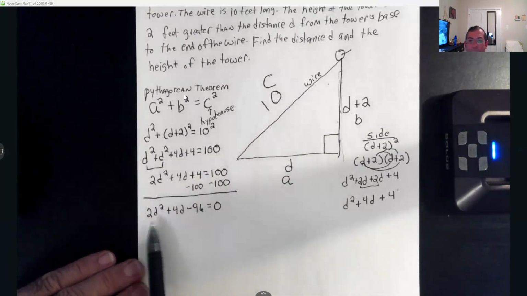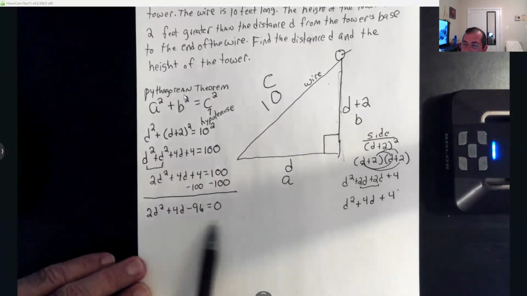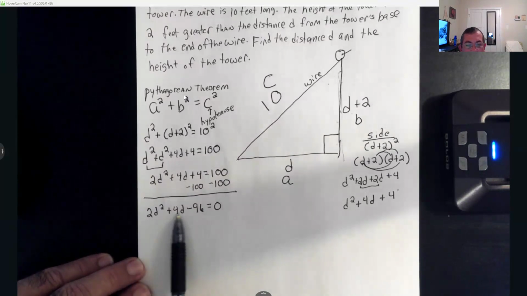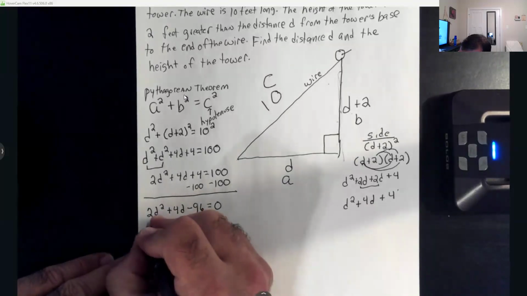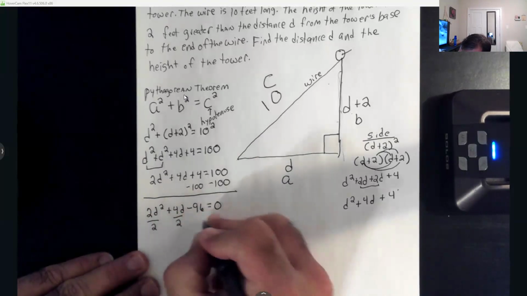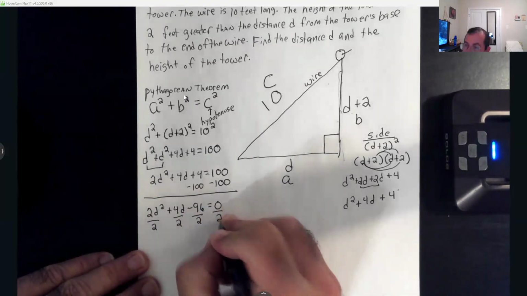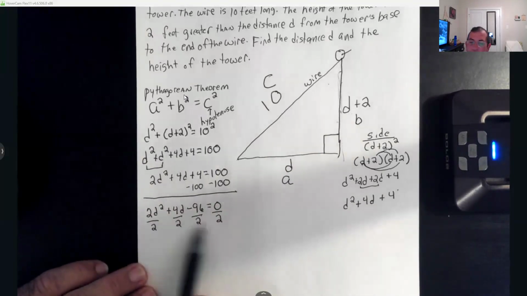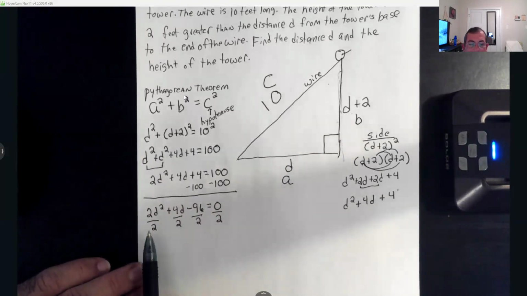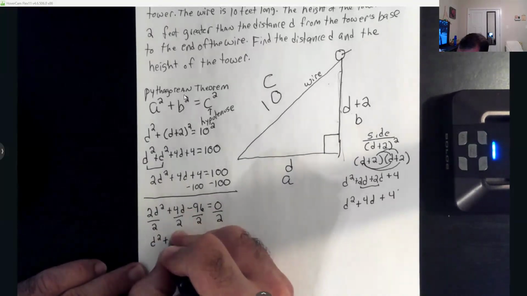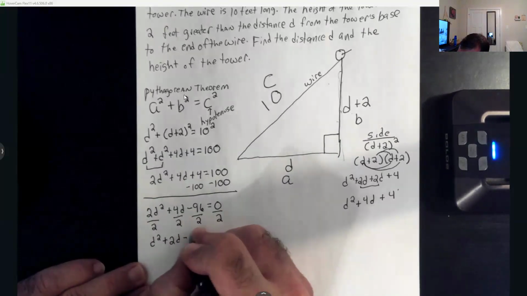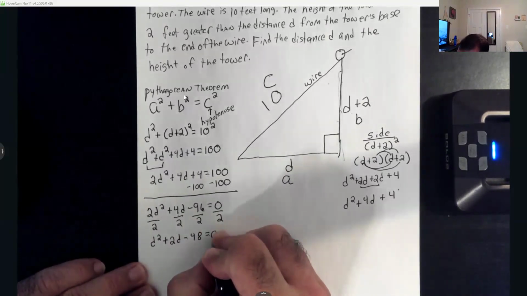Now, I'm going to do one more thing, and y'all are going to be able to do this also. All of these numbers here, all 4 of these numbers will divide by 2. So since I got a 2 in front of my d squared, I'm going to divide everybody by 2 now. Because dividing by 2 will make my numbers a lot smaller. And you can do dividing as long as everybody divides by that number, okay? So that'll give me 1d squared plus 2d minus 48 equals 0.